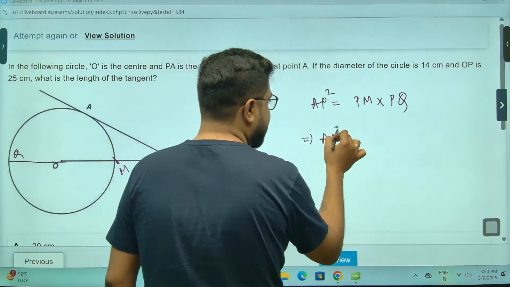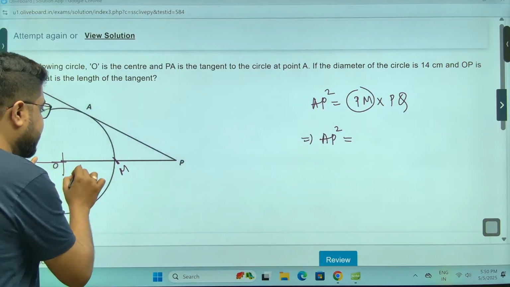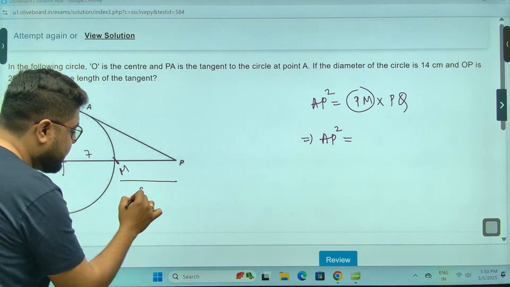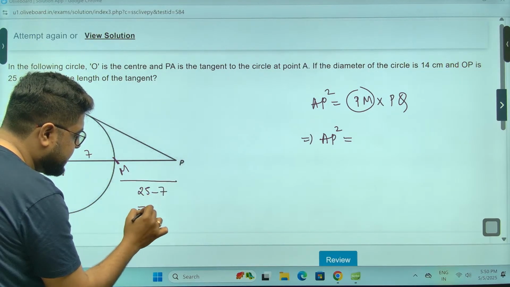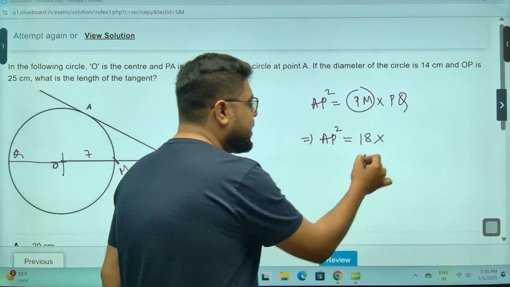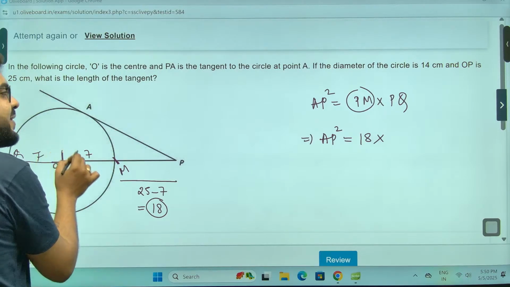Sir, AP square will be, sir, PM, how to figure out? Total, this much is 25, and this thing is 7. So this much will be 25 minus 7, that is 18. So AP square is 18 into PQ will be what, sir? The whole thing. It is 25 plus 7.